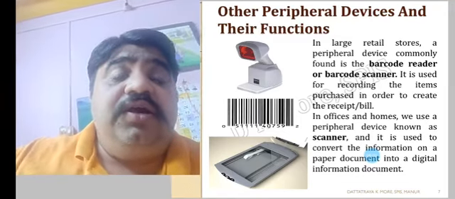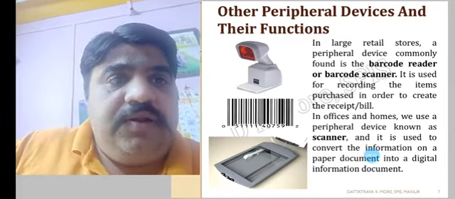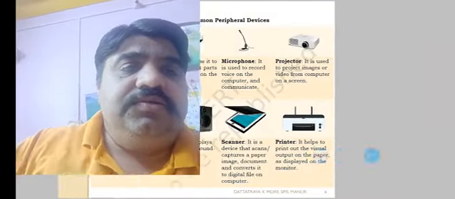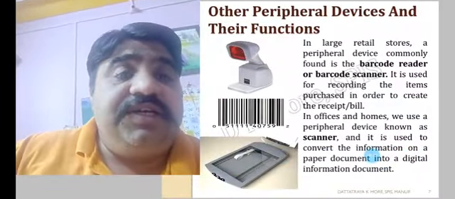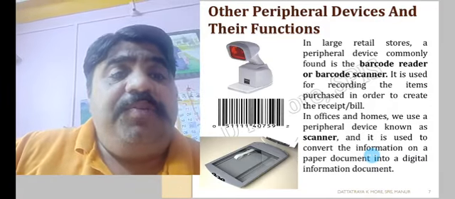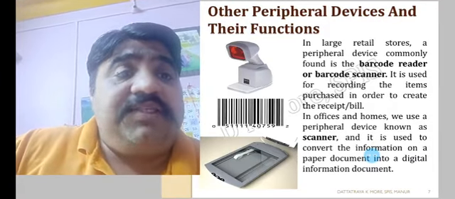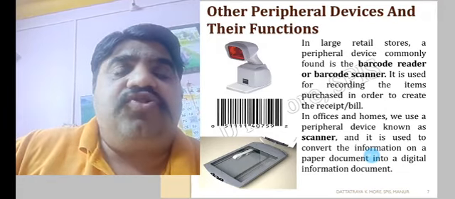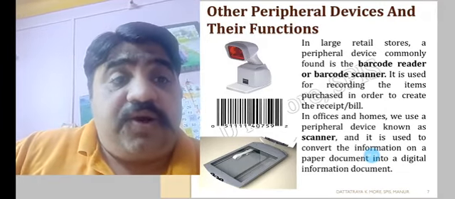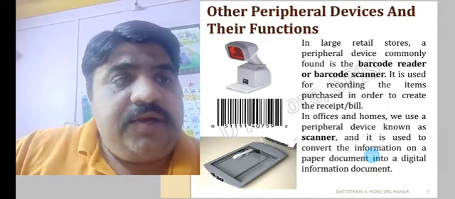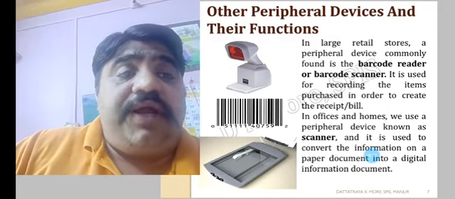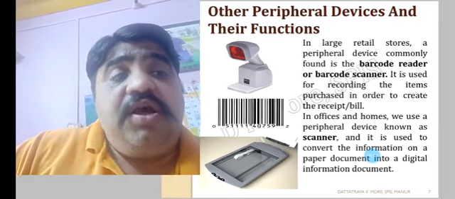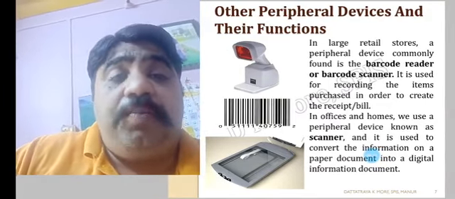This is very well known to you people in many supermarkets, Big Bazaar, city center malls or any big shop. You can see this is called a barcode reader. In large retail stores, a peripheral device commonly found is the barcode reader or barcode scanner. It is used for recording the items purchased in order to create the receipt or bill.